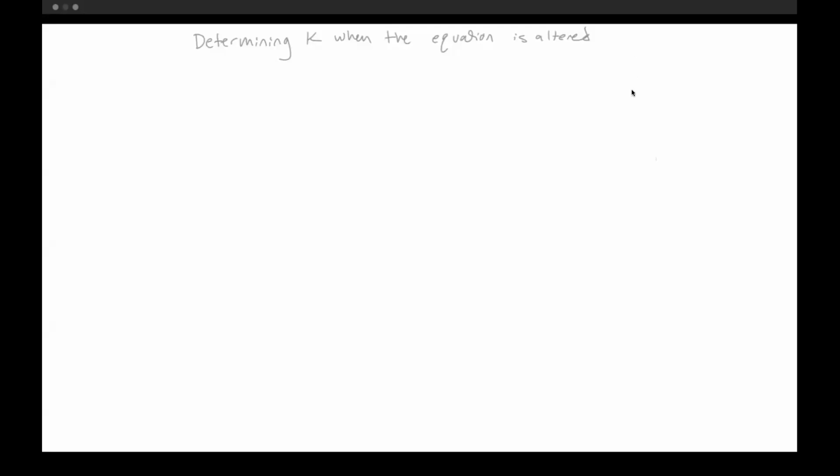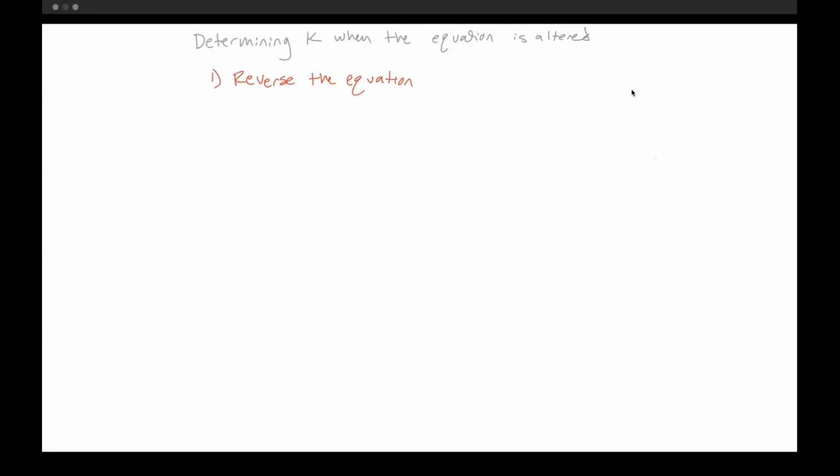Today we're going to be talking about how to determine the new K value when the equation is altered. So let's say you're given an original equation and a manipulation happens to this reaction. How do you change the equilibrium constant when you do that? So the very first situation that we're going to have is if you reverse the equation.